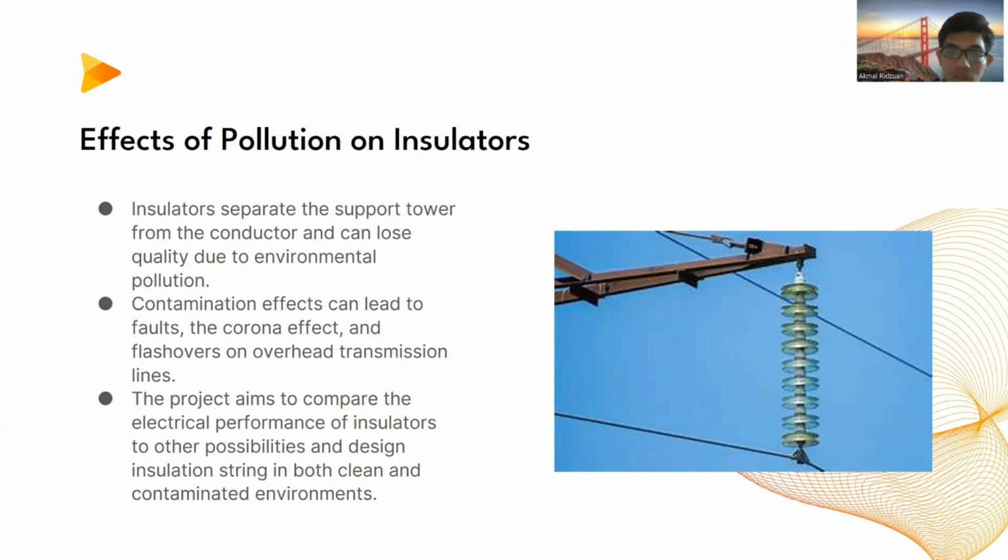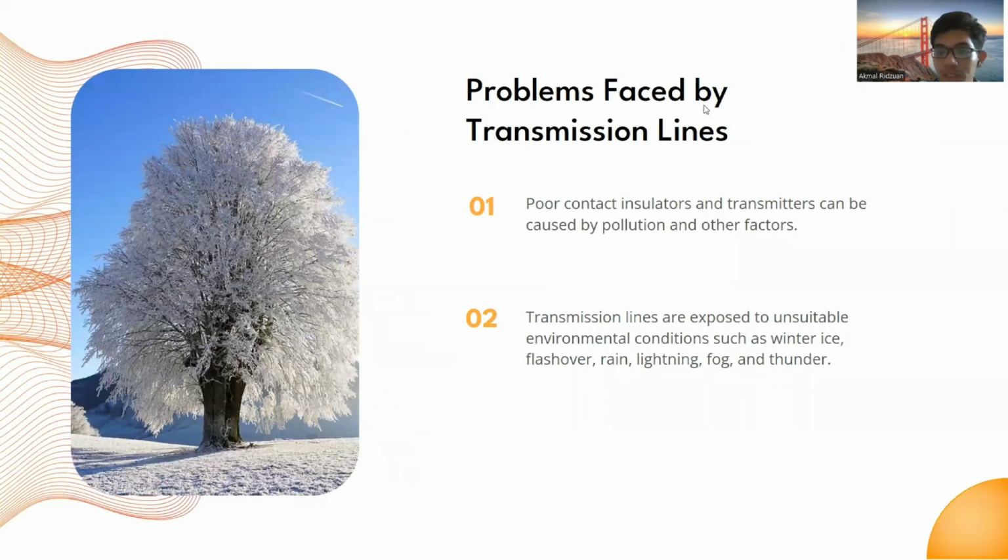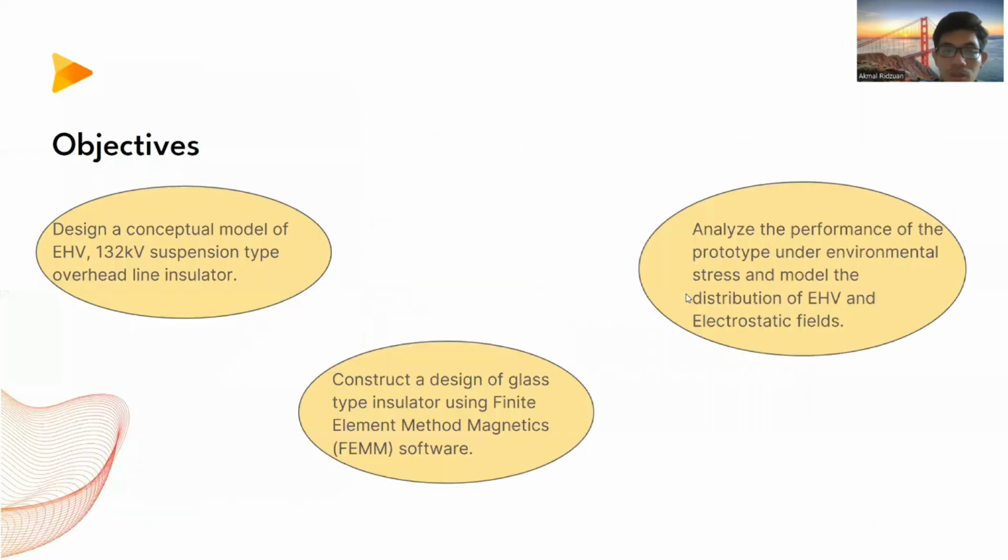Okay, so these are the problems that are usually faced by the transmission line. Number one is the poor contact of insulator and transmitter, which can be caused by pollution and other factors. Number two, the transmission lines are exposed to unsuitable environmental conditions, such as winter ice, flashover, rain, lightning, fog, and thunder. Okay, so we go into the problem statement first.